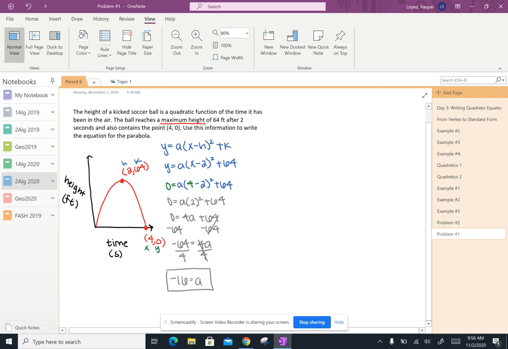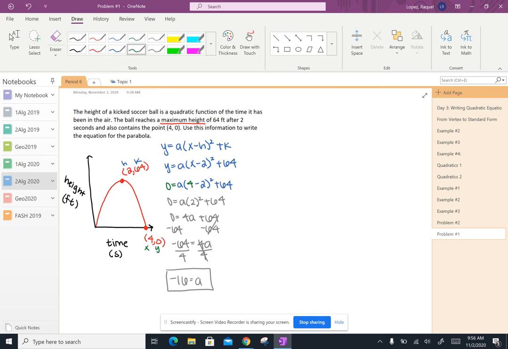Okay, so now I've got all the information I need to go ahead and write the equation for my parabola. So y equals negative 16 is going to go in for a. And then we're going to plug in our information for our vertex.